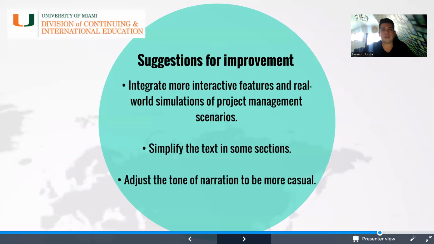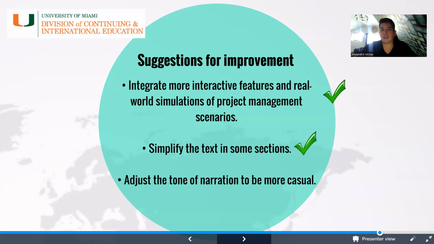And then we have some suggestions for improvement according to my perspective. I think it's important to integrate more effective features such as, I don't know, drag and drop activities and real world simulations of project management scenarios. So basically, a big concept here I would like to highlight because I really like it is reality. Make it real because people are going to associate it immediately. They're going to retain the information and put it into practice immediately. So I think that's a useful idea.